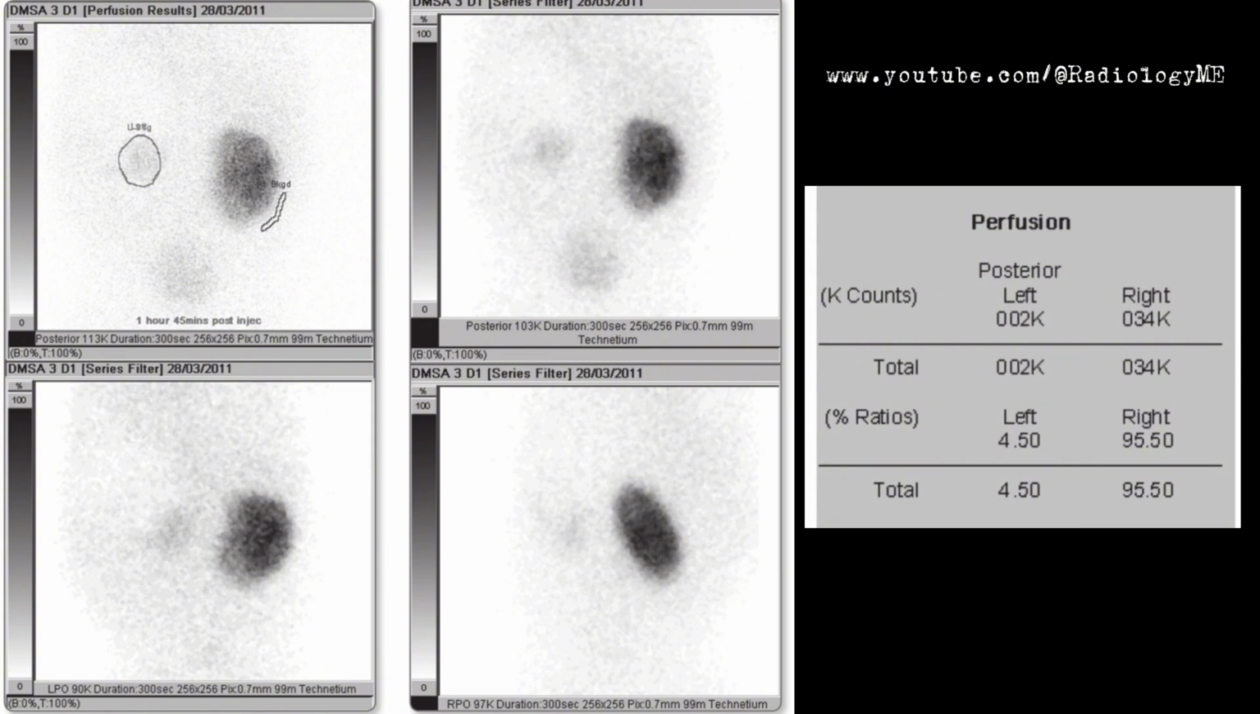Another question could be, what other anomalies are associated with MCDK? Unilateral MCDK can often be associated with contralateral urinary tract abnormalities, such as vesicoureteric reflux or obstruction, so it would be important to investigate further. Extrarenal anomalies like cardiac and gastrointestinal defects can also be seen, although not as frequently.